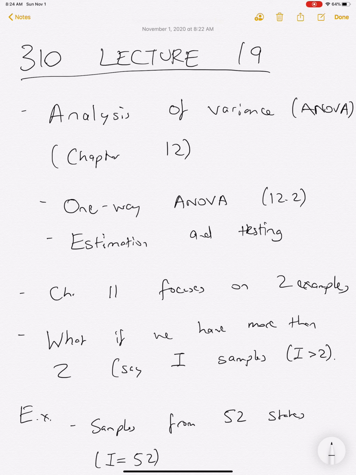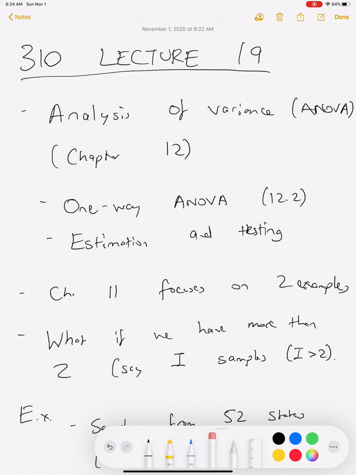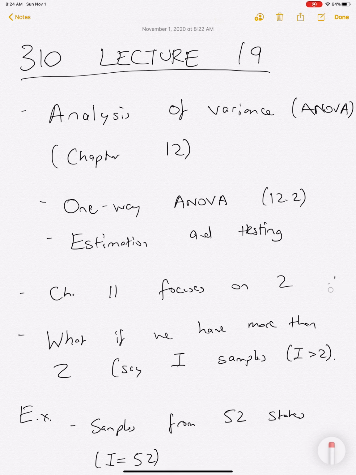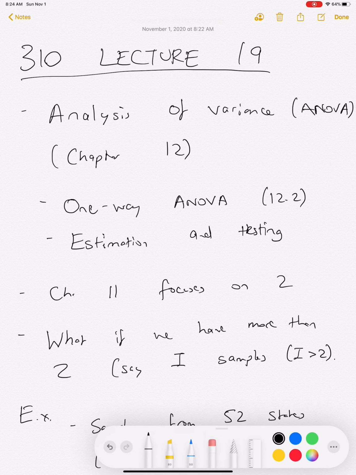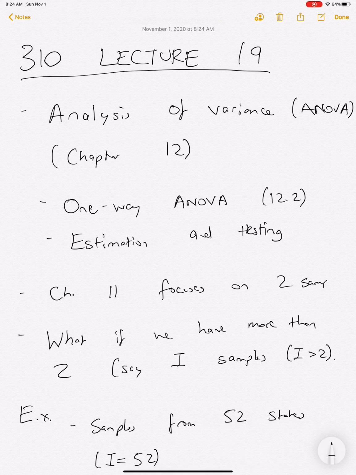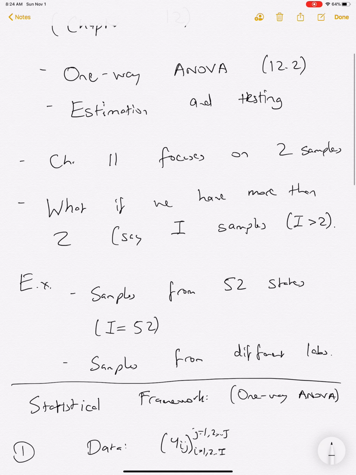So as I mentioned, chapter 11 focuses on two samples. And we saw how we could test whether there was a significant difference between those two samples. And so a natural extension to that, which arises a lot in practice, is what if there's more than two? So you have say I samples here.